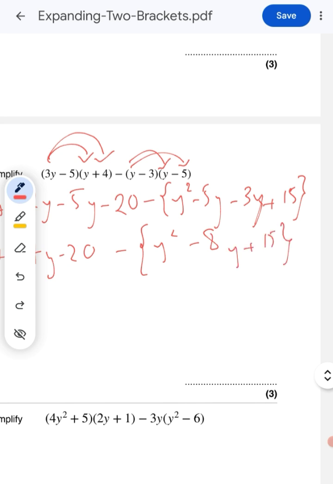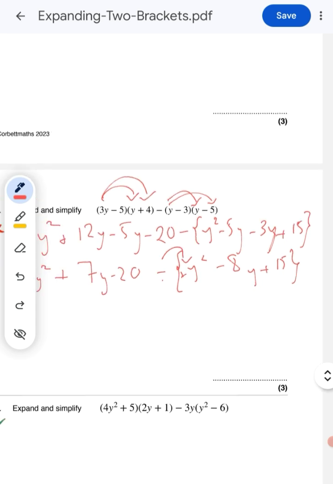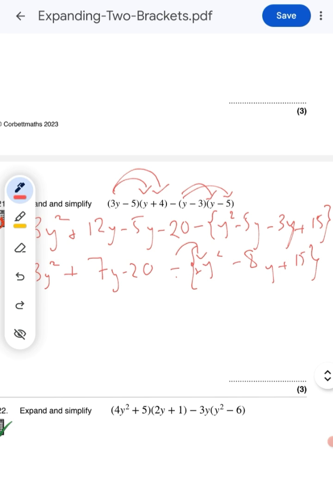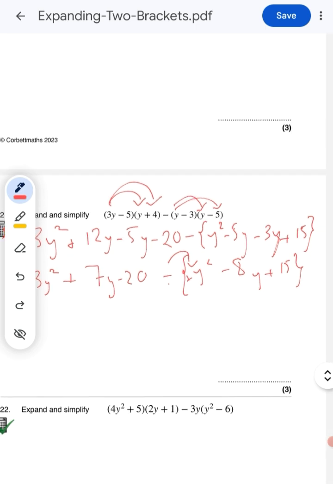Okay? Now this minus is being multiplied with all the signs here. When there is no sign, it's a plus. Okay, so let's zoom out a bit now. Let's solve it together. It was 3y squared plus 7y minus 20. Minus plus makes a minus y squared. Minus minus makes a plus 8y. And minus plus makes a minus 15.